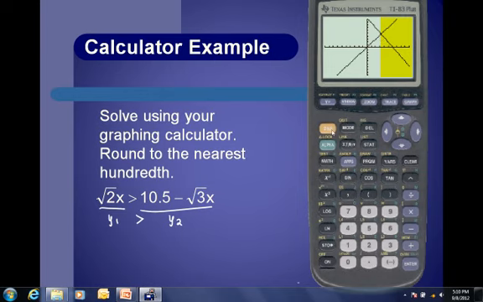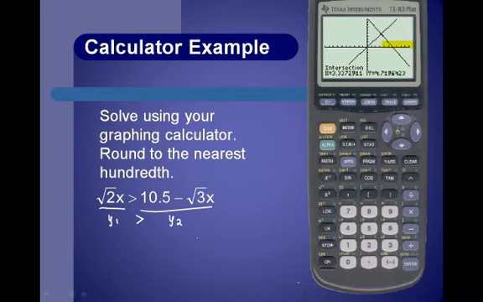So we're going to go second trace, which is calculate, number 5 where they intersect, enter for the first curve, enter for the second curve, enter to guess, and we get that the lines intersect at 3.34 if you round to the nearest hundredth. So starting at 3.34 to the right, the first line is above the second line. So our interval notation would be 3.34 to infinity.